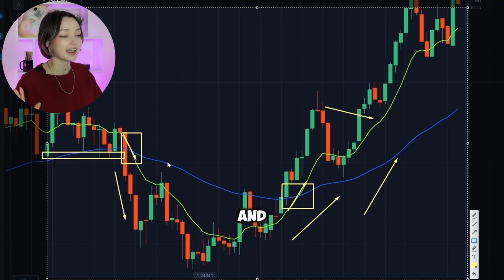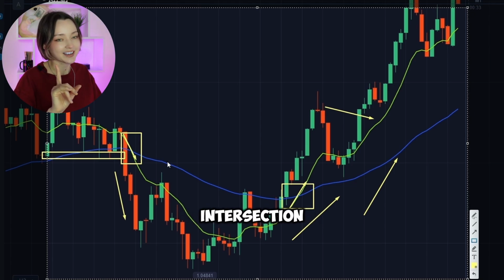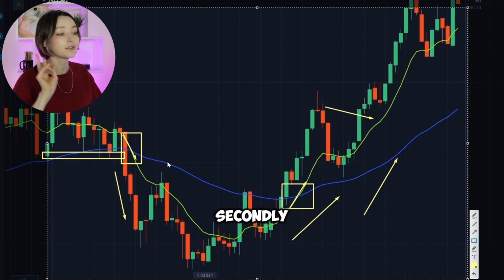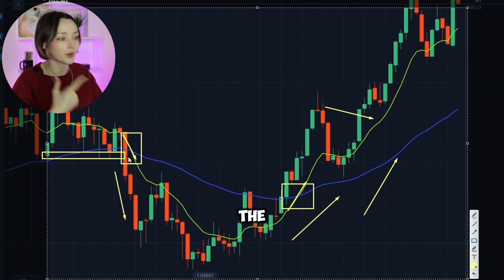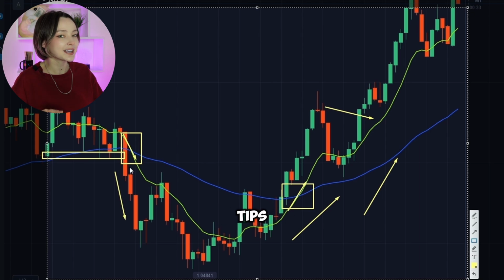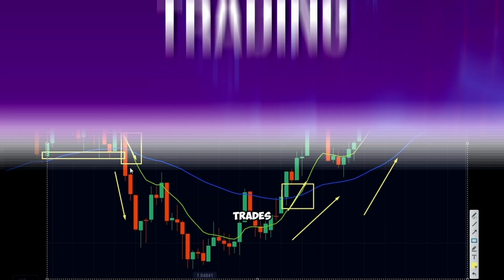So yeah, and today our task will be to first find an intersection in the chart on the indicator, and secondly, find at least one confirming factor in the chart on the market. These factors are enough to open a trade. So yeah, basically just 2 steps. Now let's move on to trading. I will also be giving you guys some helpful tips throughout the process that will make your trading a bit more successful and improve the win rate of your trades.